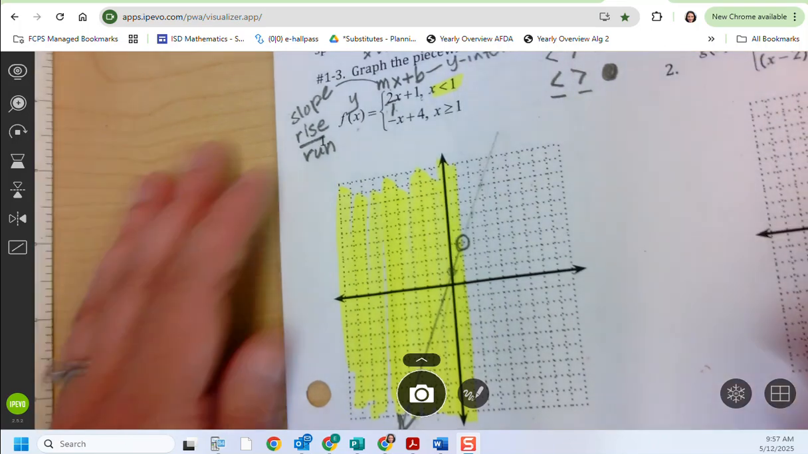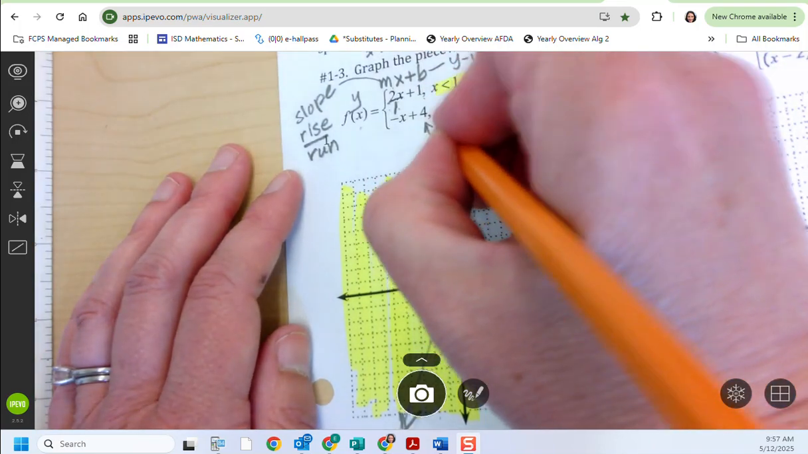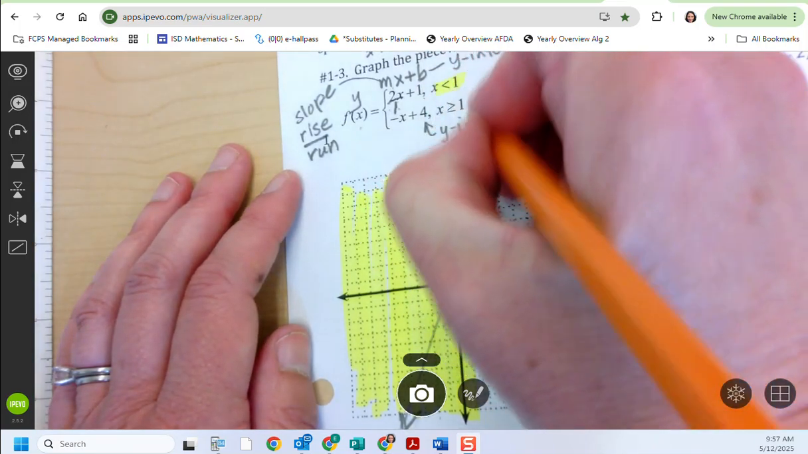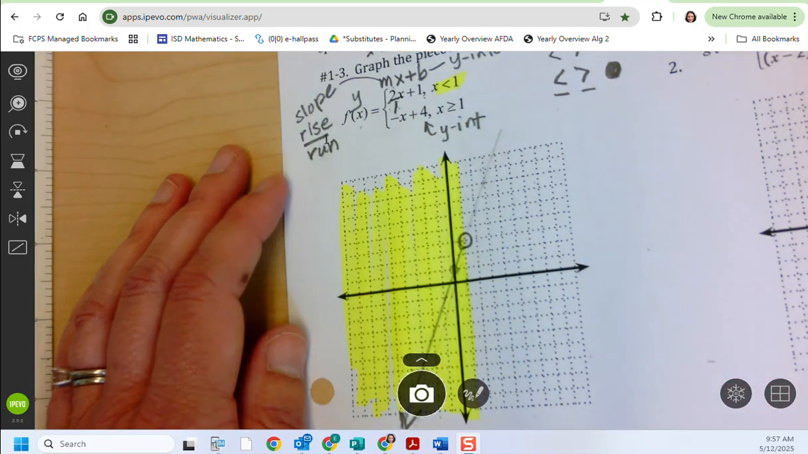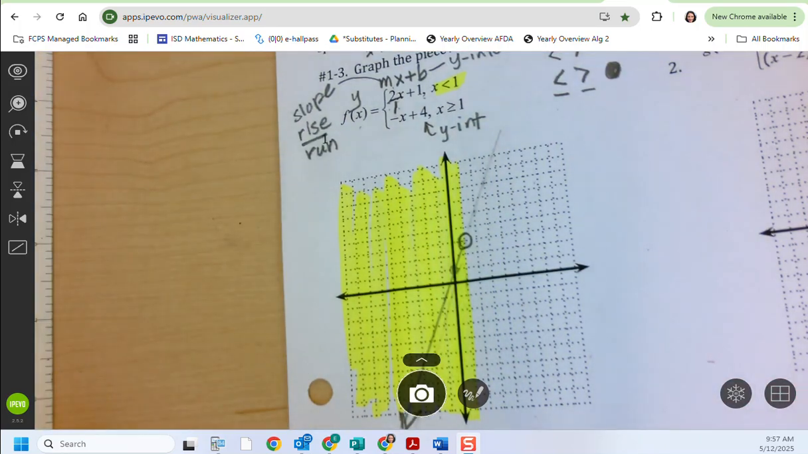Okay, the next one, your y-intercept is 4. So I'm going to graph the 4.